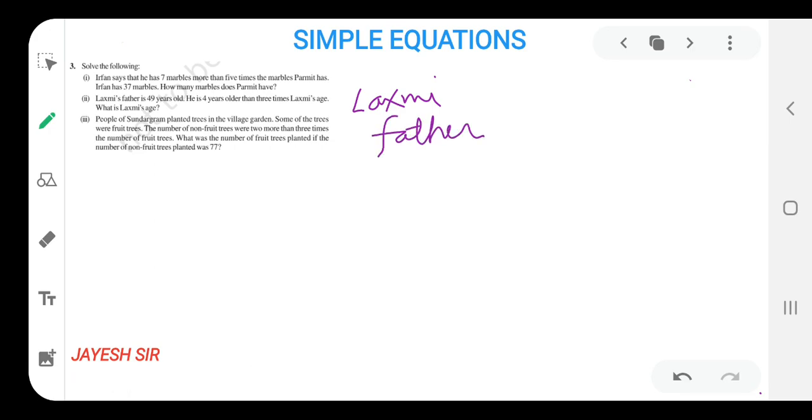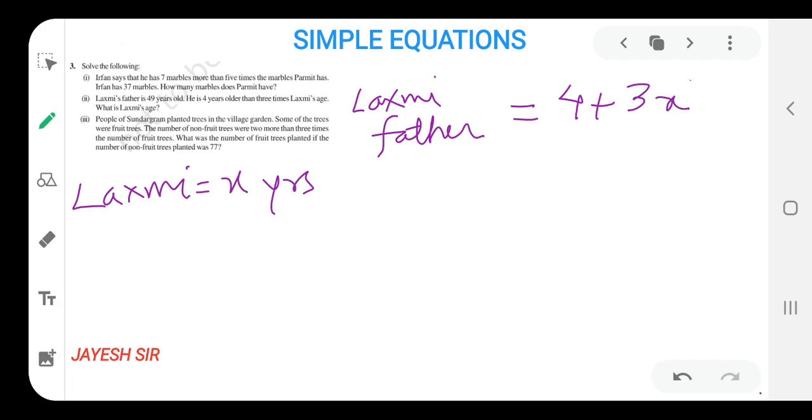He is 4 years older than Lakshmi's age. Let us assume that Lakshmi's age is X years. And Lakshmi's father, it is given, is 4 years older, that means he has the value 4 more than 3 times Lakshmi's age. 3 times Lakshmi's age is 3x. That's why in this way we will form the equation.